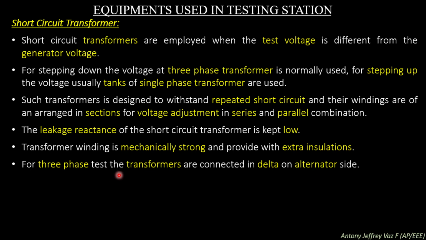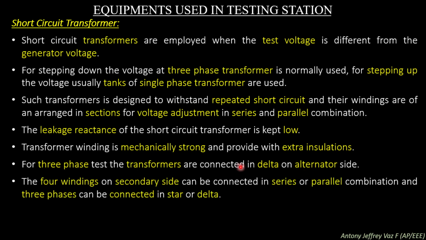For the three-phase test, the transformers are connected in delta on the alternator side. For the three-phase short circuit test, the transformer is connected in delta position on the alternator side. The four windings on the secondary side can be connected in series or parallel combination, and the three phases can be connected in star or delta. So, the combinations of connection can be varied in star or delta combination.